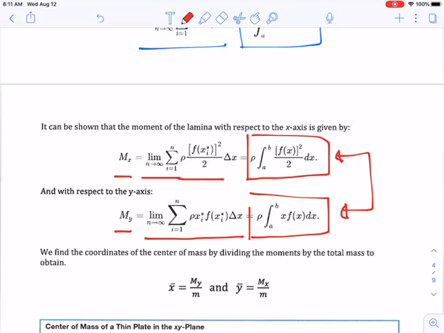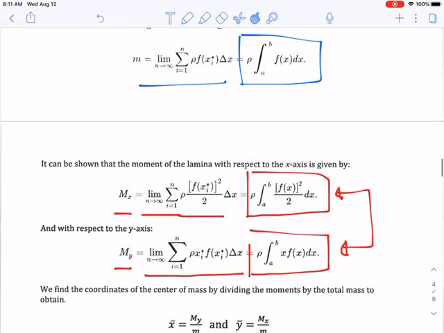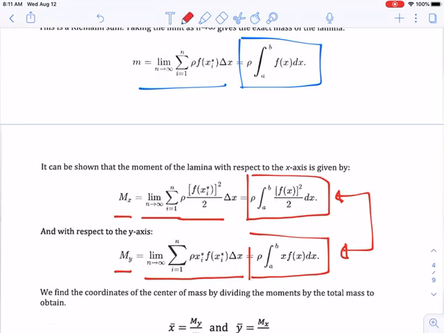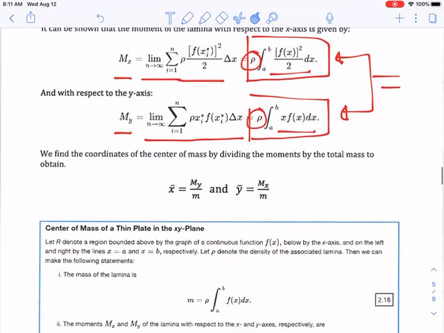So all three of these integrals, this one right here and these two down here, are somewhat similar. They all have density out in front. Density times the integral, density times the integral, density times the integral. This is just the integral of the function. This is the integral of the function squared divided by 2. This is the integral of the function times x. And again, if you want to know where these formulas come from, go to the book and take a look.